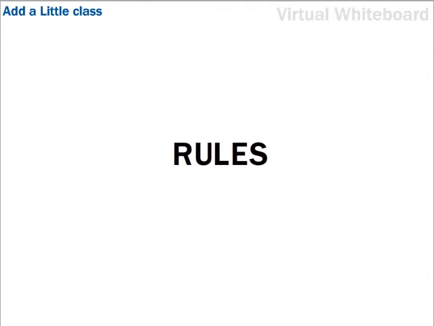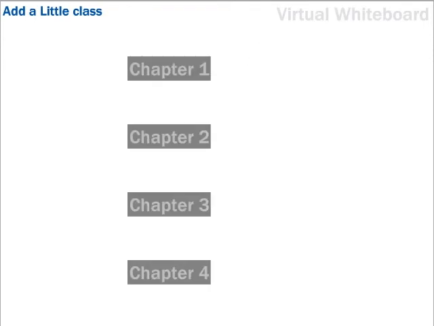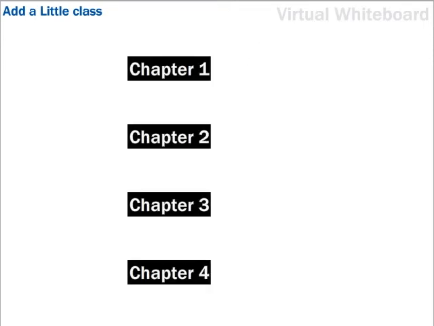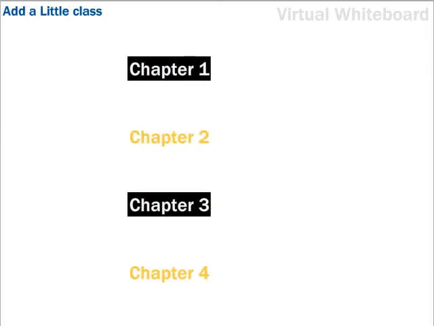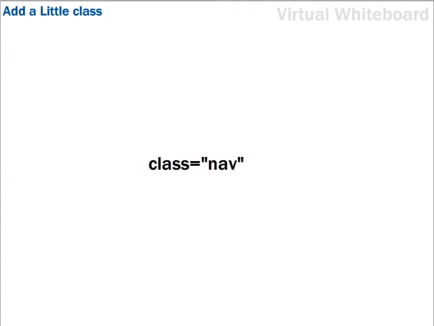As the old saying goes, rules are made to be broken. What if you don't want every single H1 heading in your document to be white on a black background? Maybe you want every other H1 heading to be yellow on a white background. Let me introduce you to the class attribute. You can apply this attribute to almost every HTML tag, and it's almost like creating your own tags.